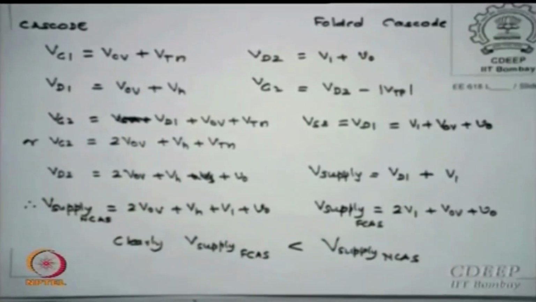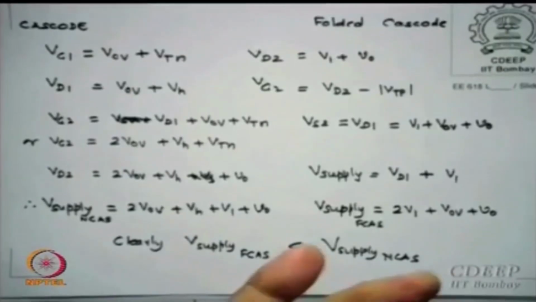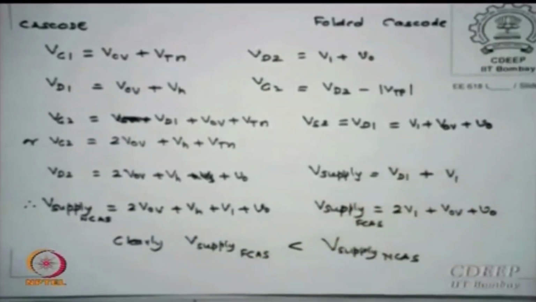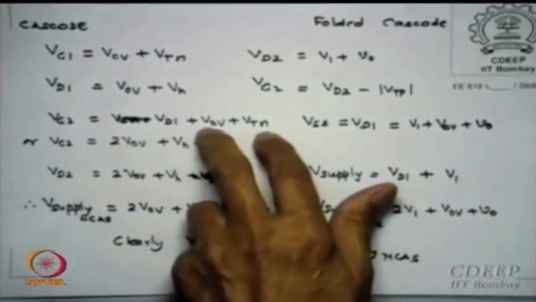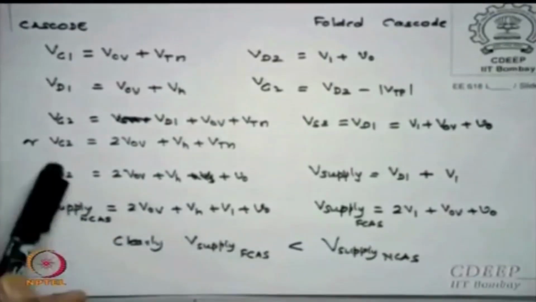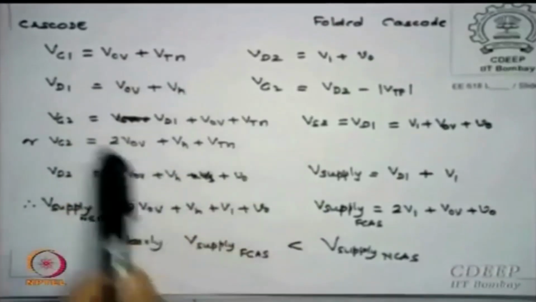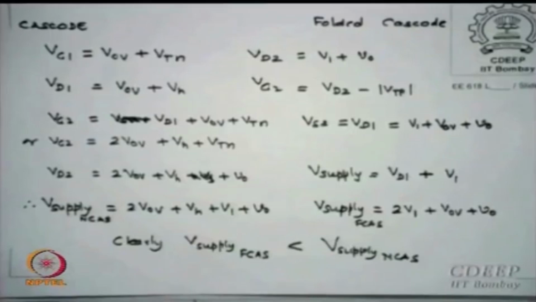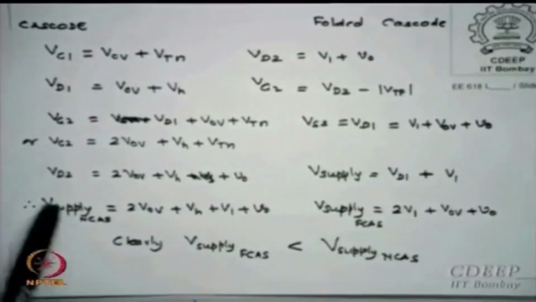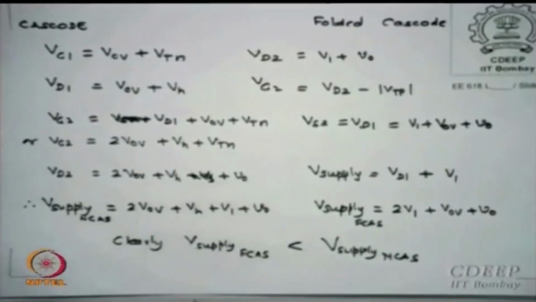Vg2 is Vd1 plus VOV for the second transistor, which is Vgs minus Vt for that, plus Vt, because this is essentially Vds of the second transistor. So it is VOV plus Vtn. Then Vg2 can be written, substituting Vd1 from here, as 2 VOV plus Vh plus Vtn. Then I evaluate Vd2, which I get as 2 VOV plus Vh plus Vo.